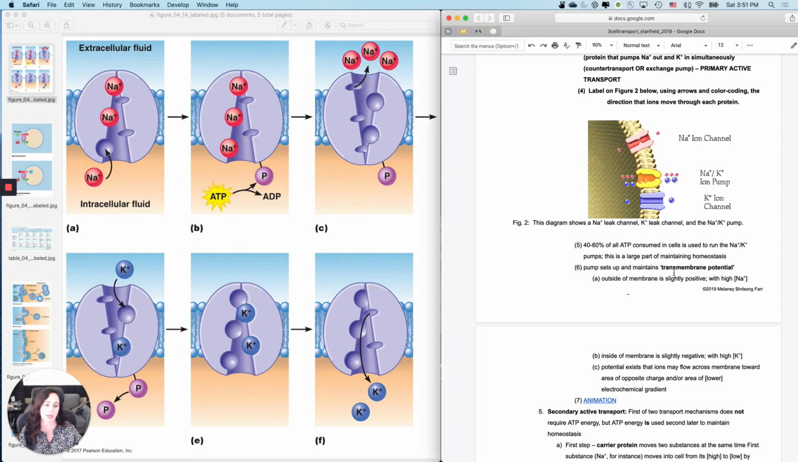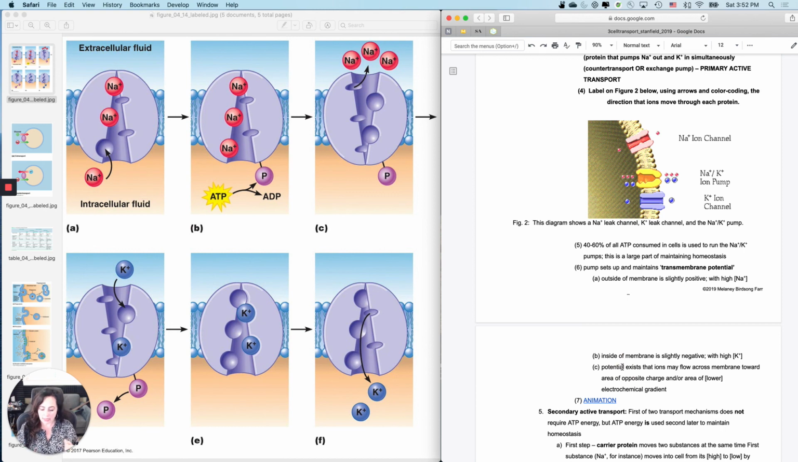So the pump is constantly maintaining the concentration gradients, and the concentration gradients mean unequal leaking, so the pump sets up what's called the transmembrane potential. And the transmembrane potential is exactly what it sounds like. It's the potential for ions to move transmembrane, across the membrane. So the outside of the membrane is slightly positive with a high sodium concentration, and the inside of the membrane is slightly negative with a high potassium concentration. And the potential exists that now any ion can be motivated to move across the cell membrane.